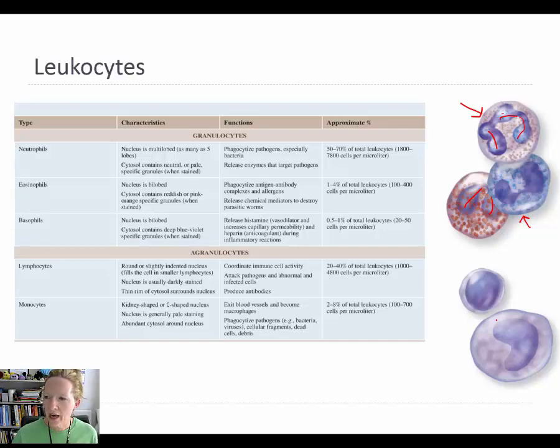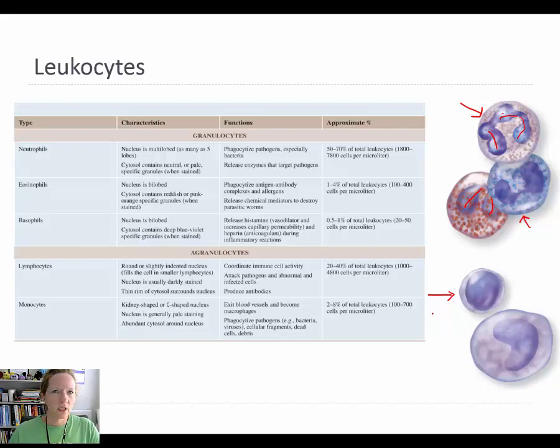All right, let's get to our agranulocytes. Let's talk about the first one. The first agranulocyte is this one right here, and that is our lymphocyte. Once we get into the immune system, we'll talk about the different lymphocytes, like the T lymphocytes and B lymphocytes. But for now, let's just look at them as a lymphocyte.